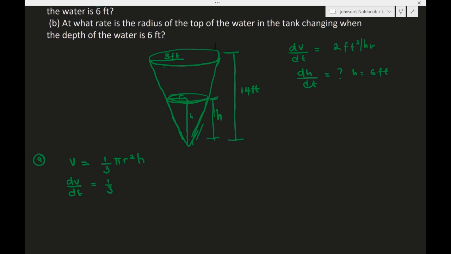If you look here, we can use similar triangles. Taking the base radius over the bigger height, we have 5 over 14, which is the same as the small radius r over its height h. So this is true, and from here you can write r as 5 times h over 14. Now bring it and plug it in here. This will be pi, r is 5h over 14, all squared, then multiply by h.